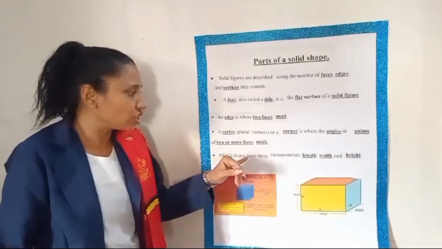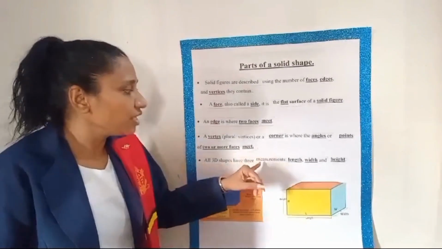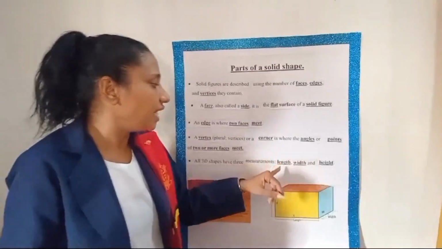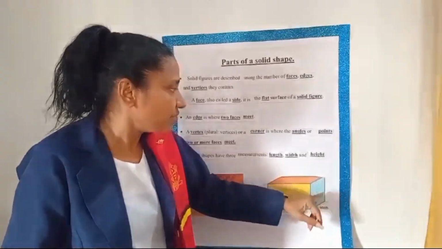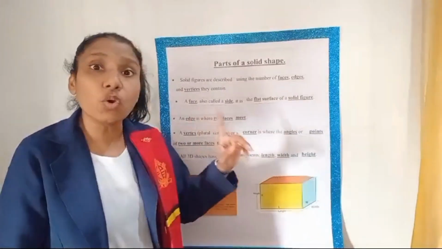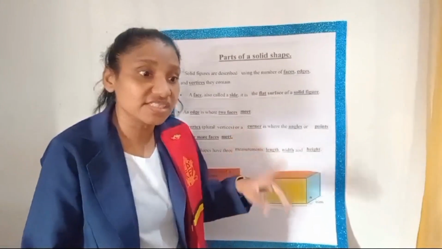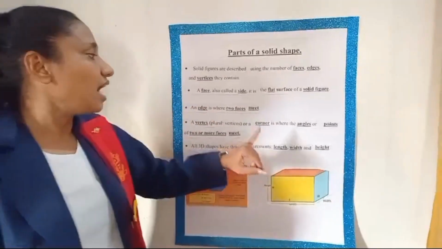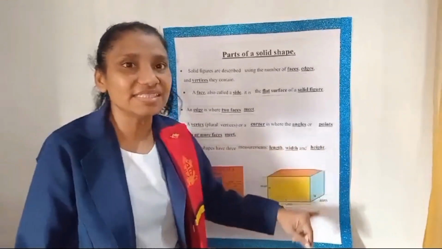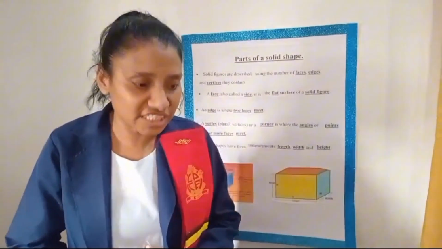All 3D shapes have three measurements. They have length, width, and height, and they also occupy space. I repeat, 3D shapes or 3D figures have length, width, height, and they occupy space.